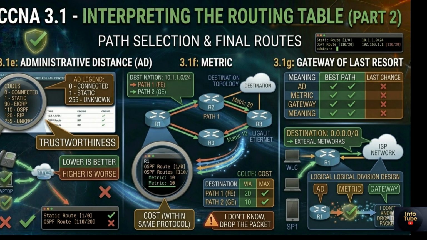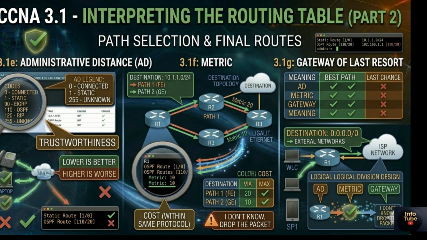3.1g. Gateway of last resort. This is the "I don't know" route. If a packet comes in and the router has no specific entry in its table for that destination, it sends it to the gateway of last resort. In a home or small business, this is usually the path to the internet. If this isn't set and the router doesn't know where to go, it simply drops the packet.